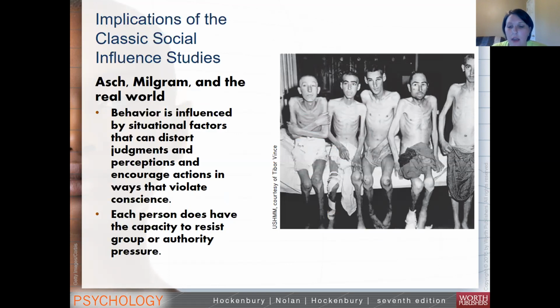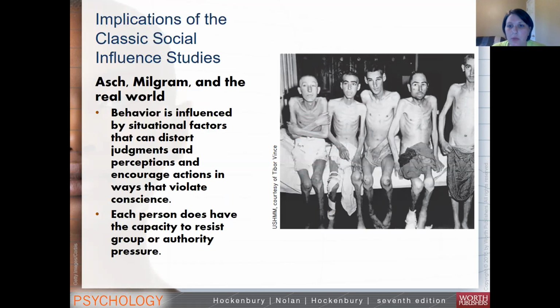And if you look at instances like the Holocaust, if you look at how people will go to war, and they will shoot other people and kill other people, whether it's people with guns or children or women or whatever it may be, all of this information that we get from obedience and conformity can be applied in real world situations.